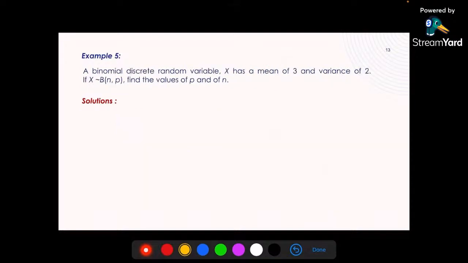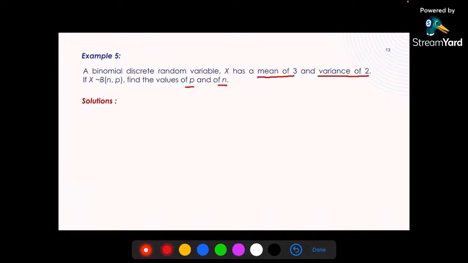Next question, example 5. A binomial discrete random variable X has a mean of 3 and a variance of 2. Okay, you highlight the question. Every time we have the information, we highlight it, underline it. If X is the binomial distribution with parameters n and p, find the values of p and n.